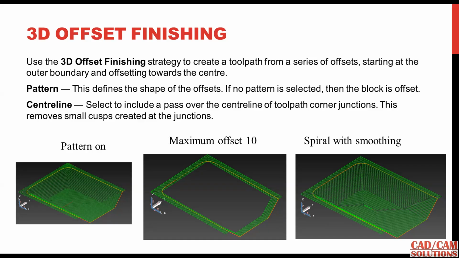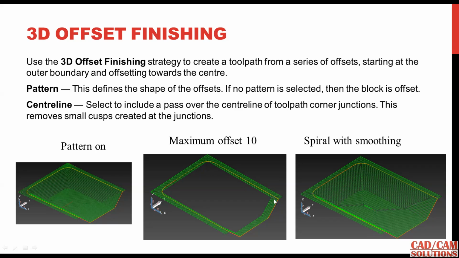Hello friends, in this lecture we will see the next strategy, 3D offset finishing. In 3D offset finishing we can create a toolpath from a series of offsets. Offset means the shape of the pattern which you have created. You can create any type of pattern and the toolpath will be created as per the pattern. So it will create a series of offsets starting from the outer boundary and offsetting towards the center.